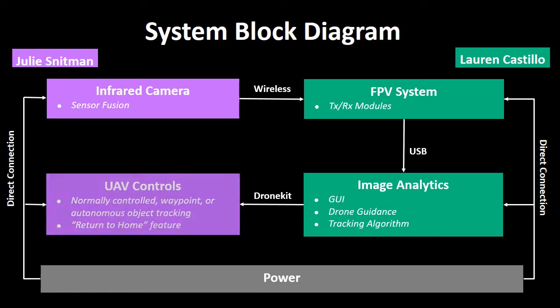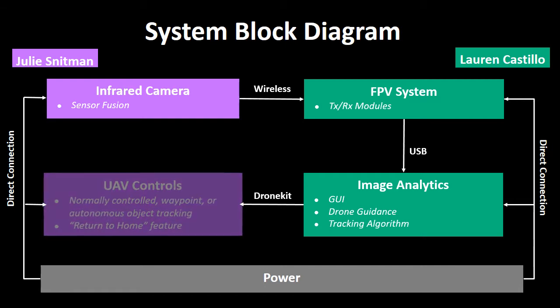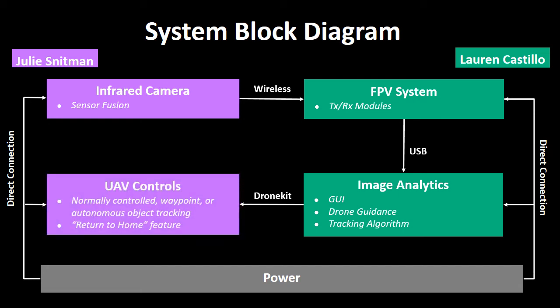The user will have 3 options for flight in this system: normal joystick controlled flight, waypoint flight, or autonomous object tracking. The user can also override the autonomous mode at any time and regain control simply by quitting the tracking algorithm. This UAV has also been programmed with a return home feature, which allows it to fly and land back where it started its mission.